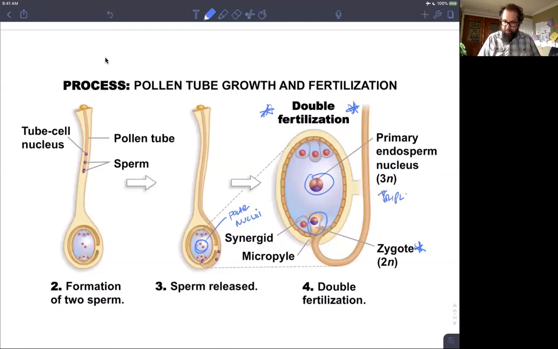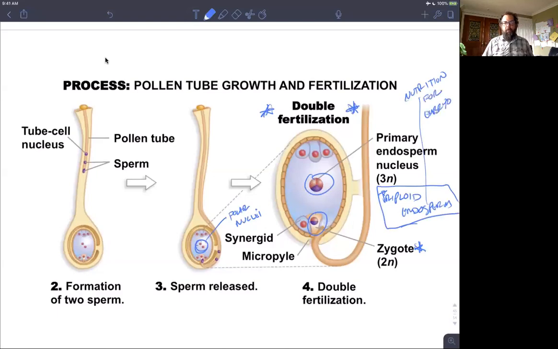So 3N. And this triploid endosperm is nutrition for a developing embryo. So double fertilization resulting in triploid endosperm was one of our synapomorphies for angiosperms, and that's this process. So that pollen tube grows down, it grows in through the micropyle and actually grows into a synergid. So the function of one of the synergids is to direct pollen tube growth.